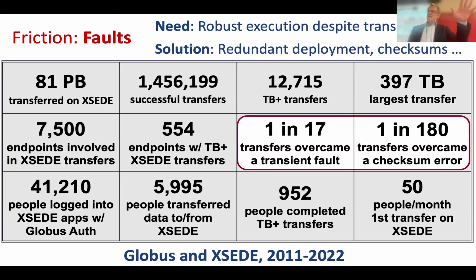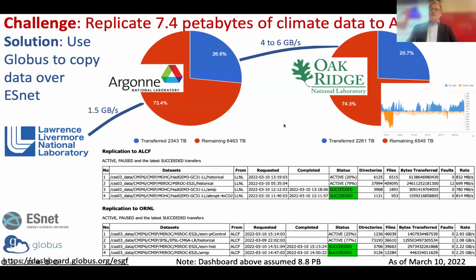So the use of this cloud-hosted service to monitor and manage and retry upon failure allowed all of these problems to be overcome. So here's one more example of what one can do with these sorts of services. Say you want to replicate the climate intercomparison data that I mentioned earlier, about 7 petabytes, from one place in California to 2 other places in Illinois and Tennessee. So it's about 15 petabytes need to be moved overall. Of course, failures will occur and so forth. But we performed that over, I think, about 2.5 months using the Globus service.